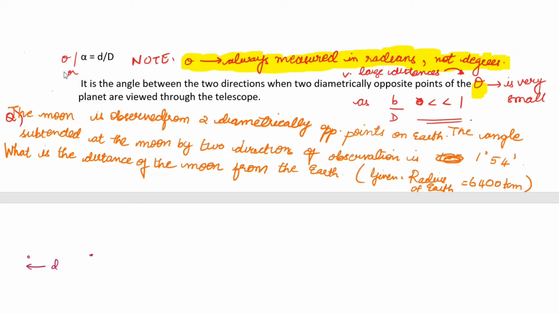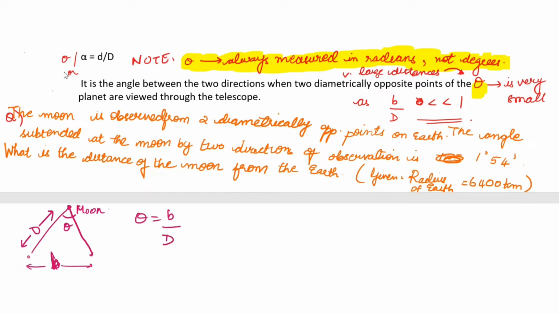And the main part here is to convert the given angle into radians. So you should know the relation between degrees and radians, between seconds and degrees. You should know these interconversions, then your job will be easy. So now what are we doing here? We are observing the moon from two diametrically opposite points on the earth.